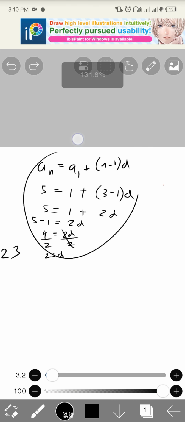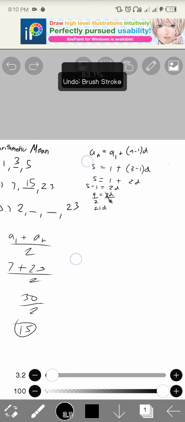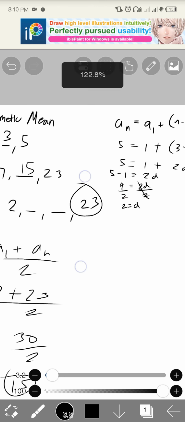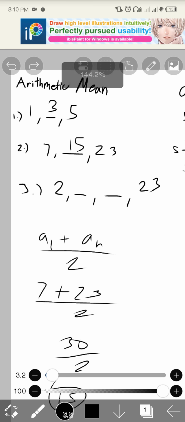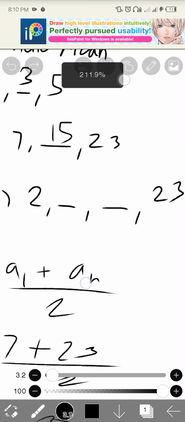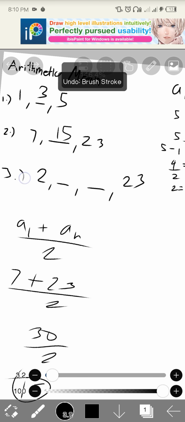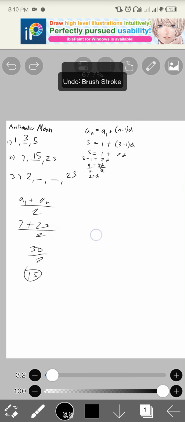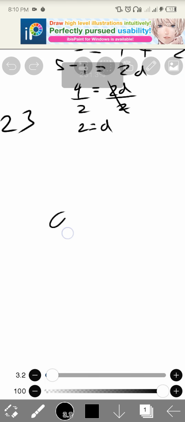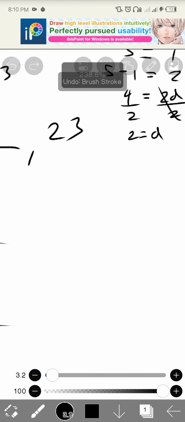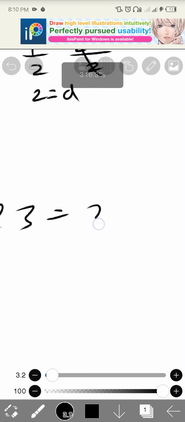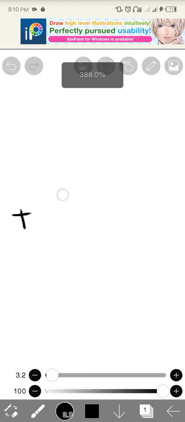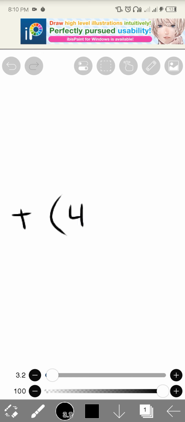Now, using this formula, we just substitute. Again, a sub n is the last term, a sub 1 is the first term, and n is the number of arithmetic means being found plus 2. So 2 plus 2, which makes it 4. All we need to do is substitute. So a sub n is 23 equals a sub 1, which is 2, plus n, which is 4 minus 1, times d.